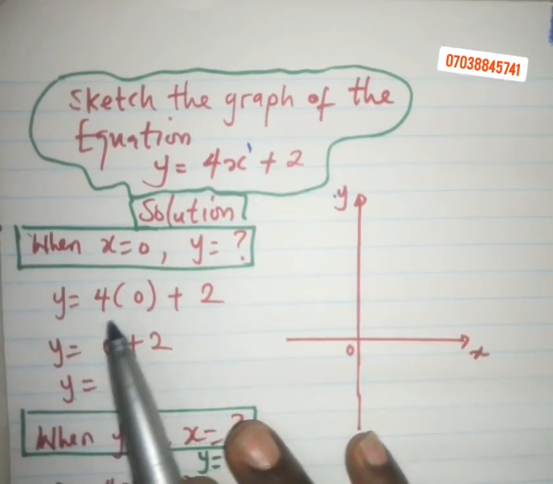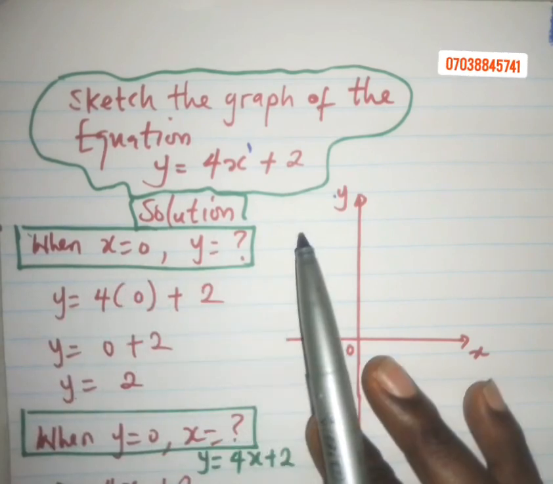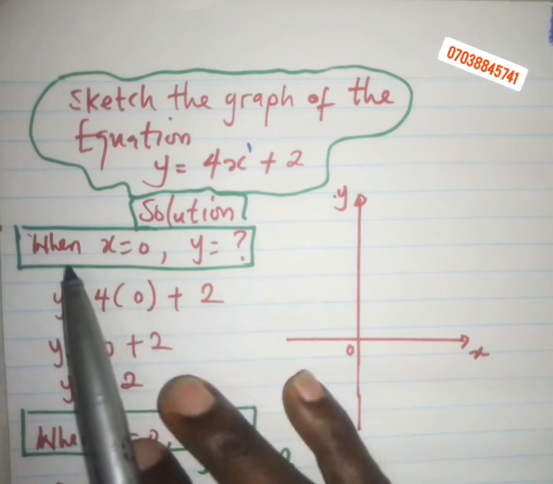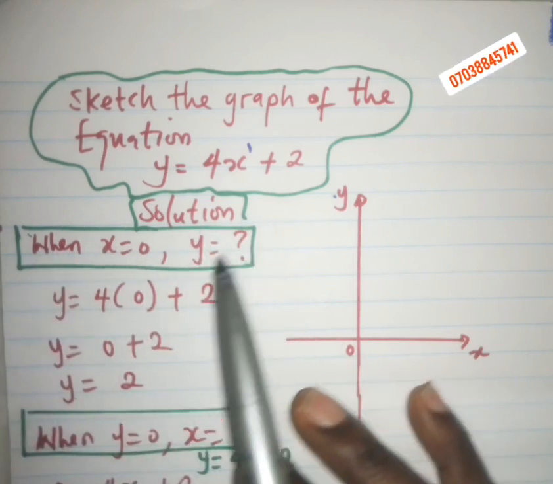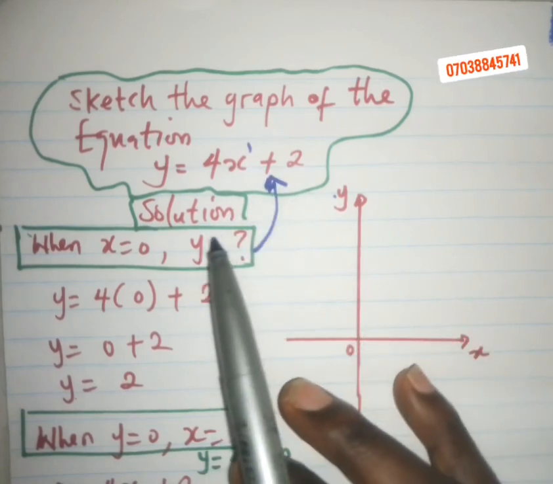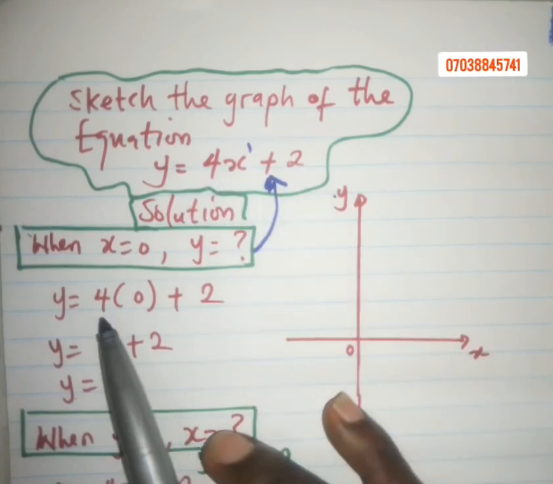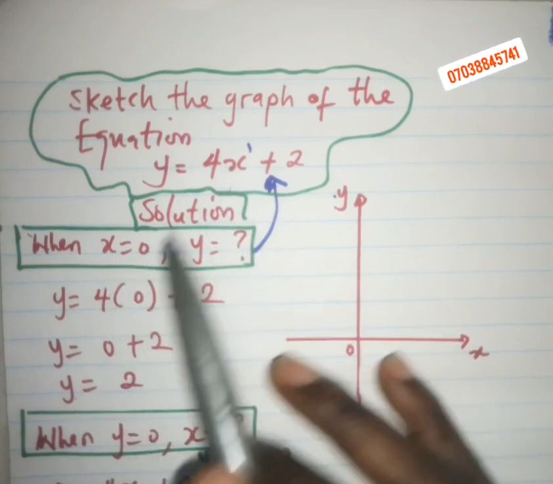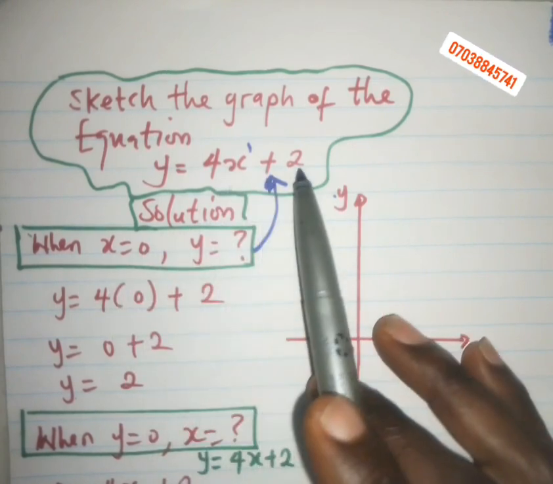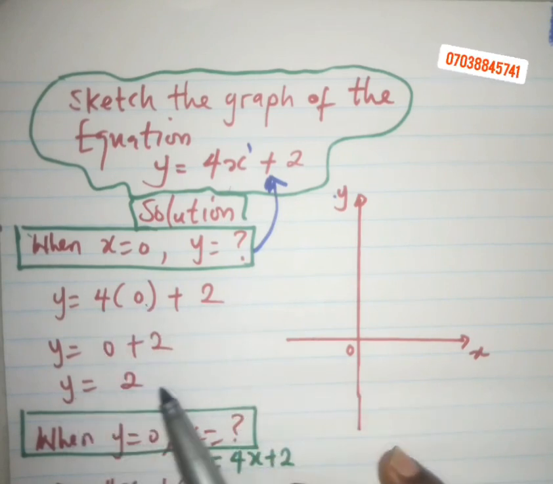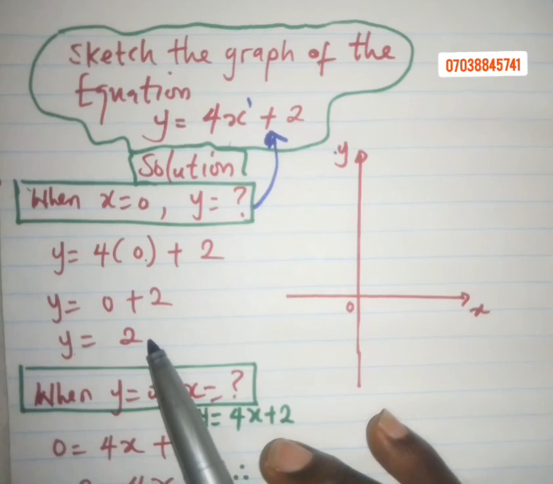The first point is when x equals 0, what is y? And when y equals 0, what is x? Let's start with the first one. When x equals 0, what is y? You come to this original equation, and anywhere you see x, put in 0. So this will be 4 into 0 plus 2. 4 times 0 will give you 0, and 0 plus 2 will give you 2. So y equals 2.